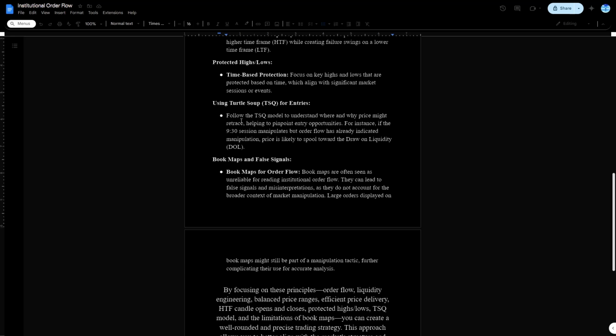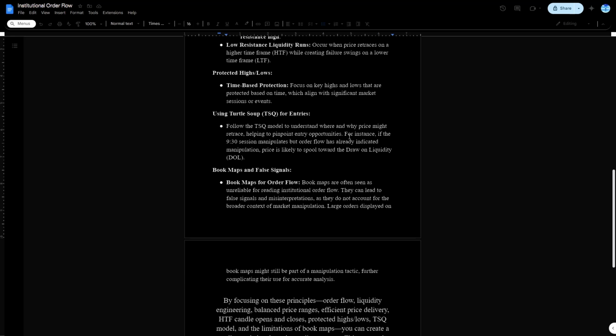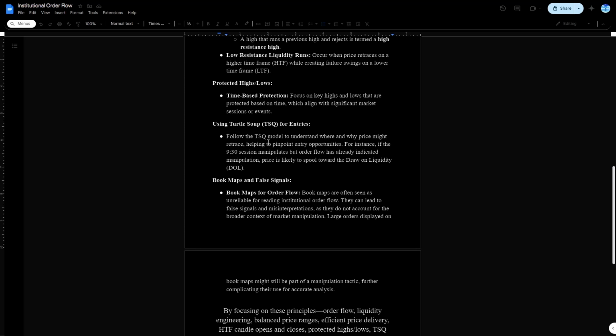For entries, we like to follow our turtle soup sequence model to understand where and why price might retrace, helping to pinpoint entry opportunities, such as an accumulation, manipulation, distribution into a higher time frame PDA, while lower time frame fading the higher time frame order flow.